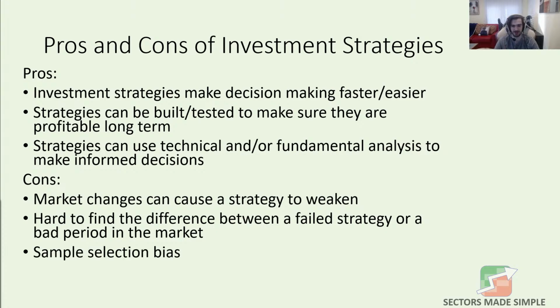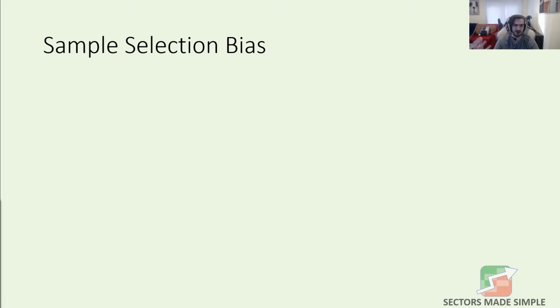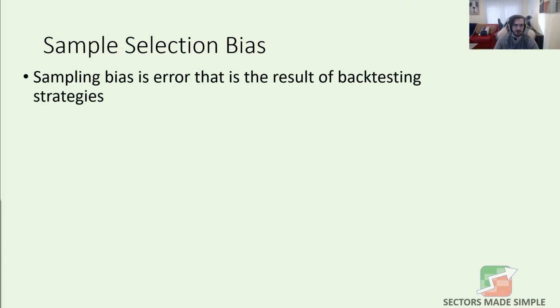And then the third one is a new term for many of you, which is called sample selection bias. Let's go into that in a little bit more detail because it's probably not a familiar term, but the idea of it should not be a surprise. Sampling bias is something that happens when we backtest strategies. I have a saying: statistics never lie, but liars use statistics.